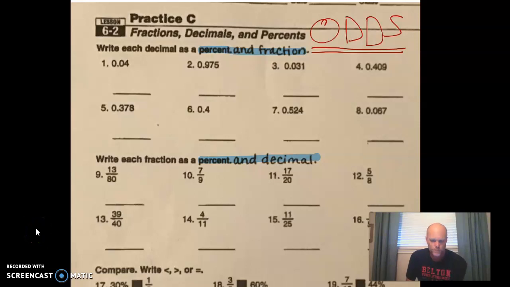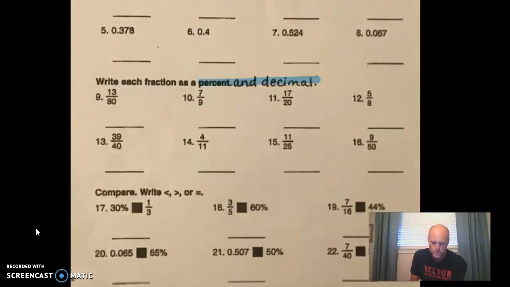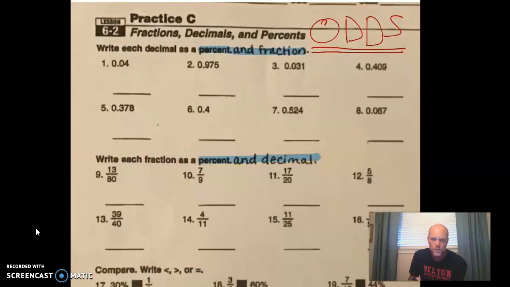Here's your assignment. You're going to do the odds, so you can write that up on the top so you don't forget. And I highlighted the directions. It says 1 through 8 is write the decimal as a percent and a fraction, and 9 through 16 says write the fraction as a percent and a decimal. You're doing the odds: 1, 3, 5, 7, 9, etc.